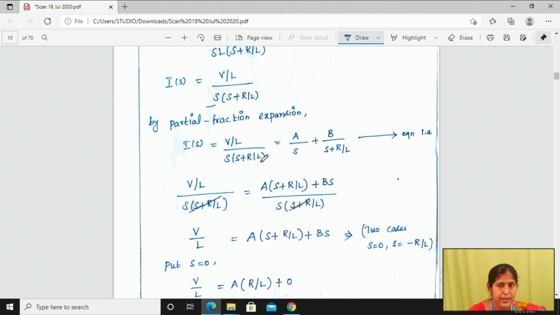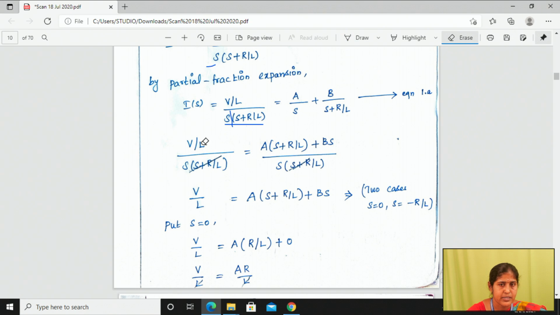So how can we separate the partial denominator function for partial fractions? Here we have two cases: A divided by s plus B divided by s plus R by L. Now you have to take a partial fraction, which means you equalize V by L divided by s into s plus R by L, which is equal to, taking the LCM, that is cross multiplication, A into s plus R by L plus B into s, divided by s into s plus R by L.